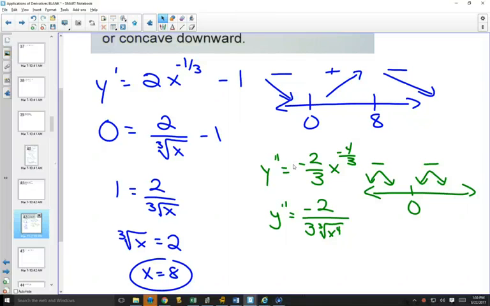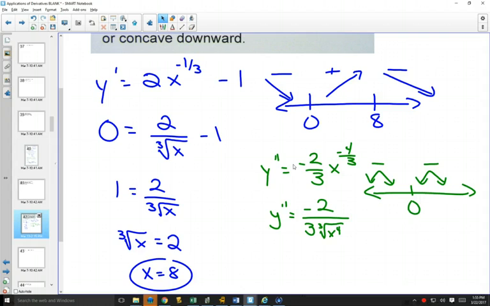So, to recap everything we did up till now, we found our derivative, we set our derivative equal to 0, and we got x equals 8. We also had to put 0 on our number line because 0 is a non-permissible value for our derivative. And we found out that it's decreasing before 0, increasing after, and then decreasing after that.